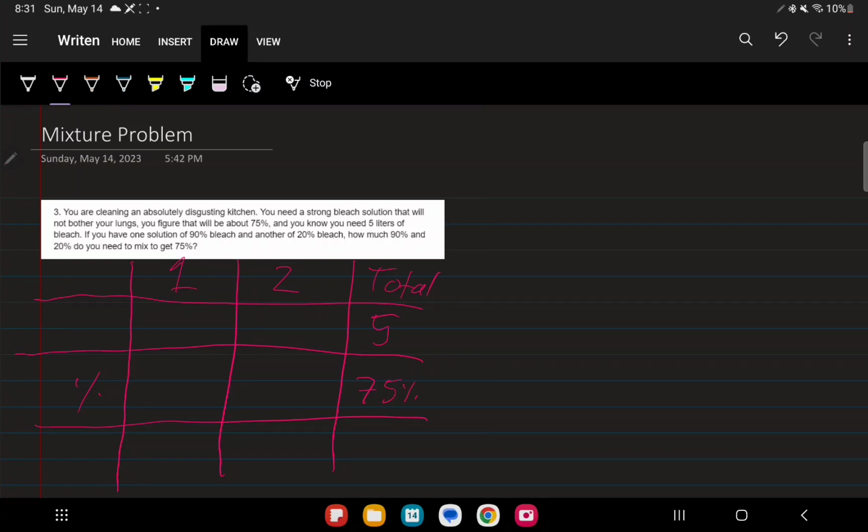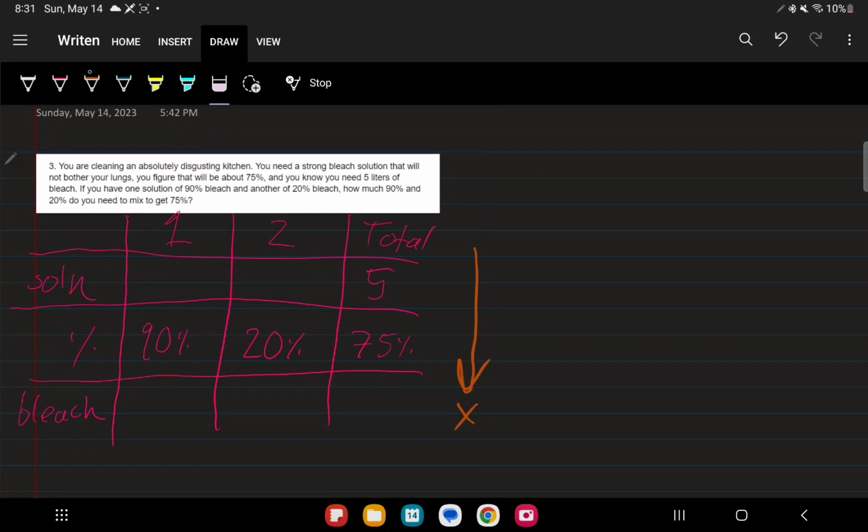Now, the other 2 things of information, we don't need to worry about where they go. So I'm going to call this 90% and this 20%. Okay, so this is our solution. SOLN is solution. Bleach goes at the bottom. Remember, when we're doing this, going down we multiply, going across we add. I'm going to erase this arrow because it's a little too close.